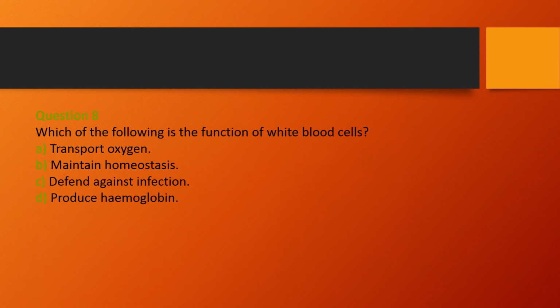Next question. Which of the following is the function of white blood cells? The answer is defend against infection. White blood cells are of two types, agranulocytes and granulocytes. Granulocytes are of three types, neutrophil, eosinophil and basophil, whereas agranulocytes are lymphocytes and monocytes. These all five types of cells are involved in defending against microorganisms or infections. Whereas transport of oxygen is due to hemoglobin, which is present in red blood cells, and the other option is maintenance of homeostasis.